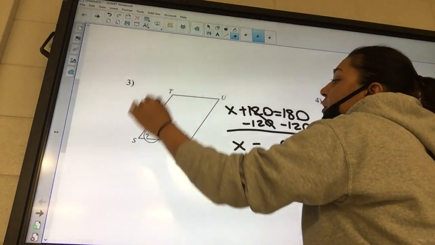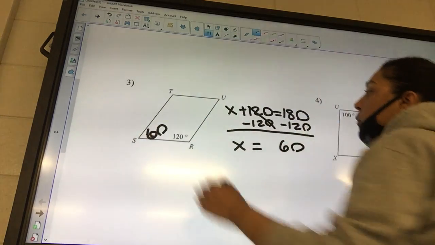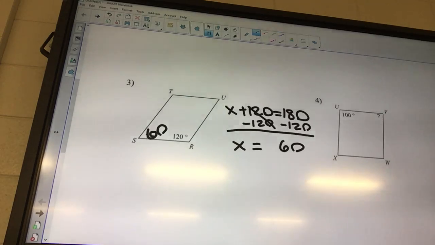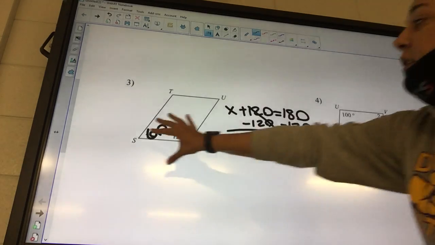If you prefer to just use your calculator and say 180 minus 120 and not show any of this work, you don't have to. If you just know it's 180 minus the other angle, you can do that. Just put the 60 there.